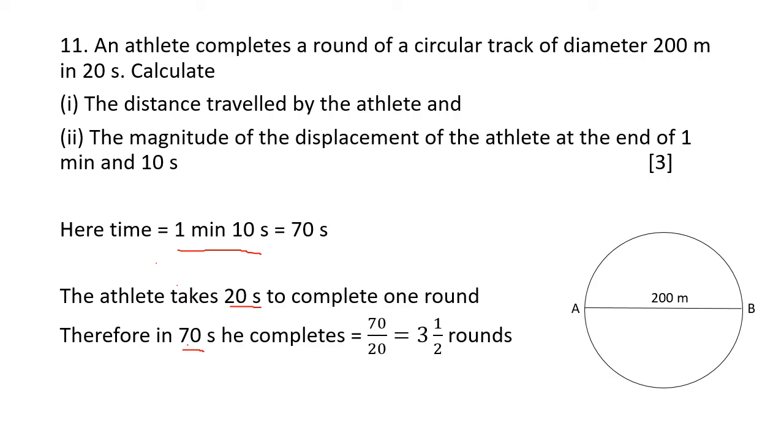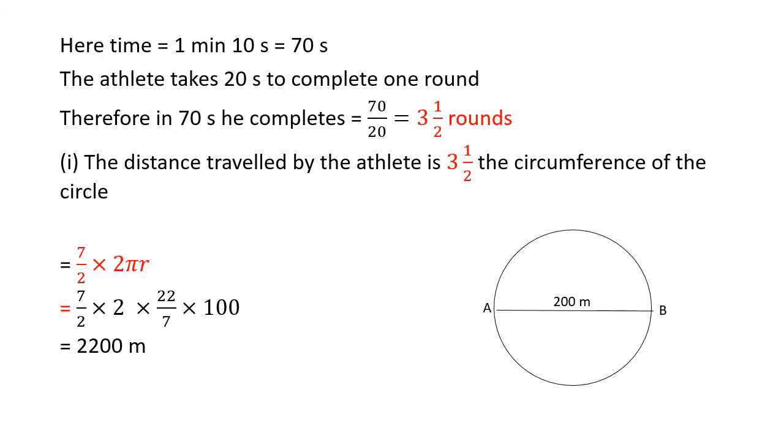How can you see that? He took 20 seconds to complete one round. So one round in 20 seconds, second round in 40 seconds, third round in 60 seconds, and half a round in 10 seconds. So in 70 seconds, he completed 3.5 rounds. So now we'll find the distance and the displacement.